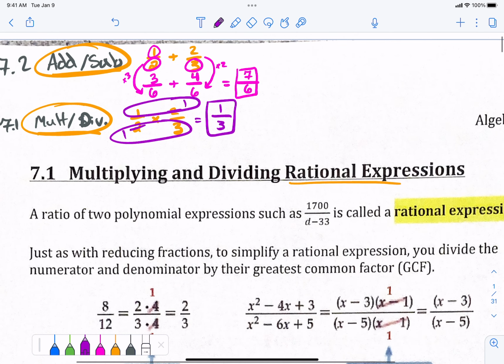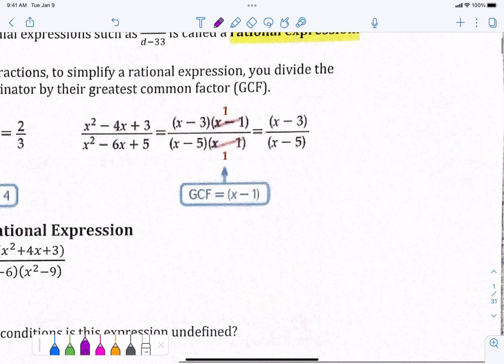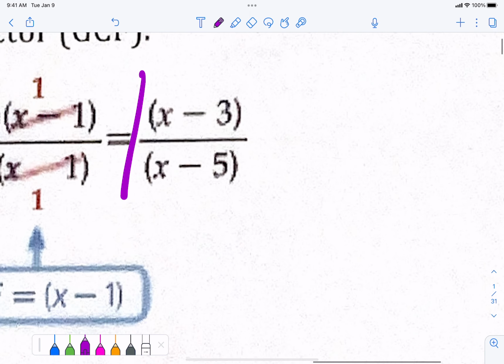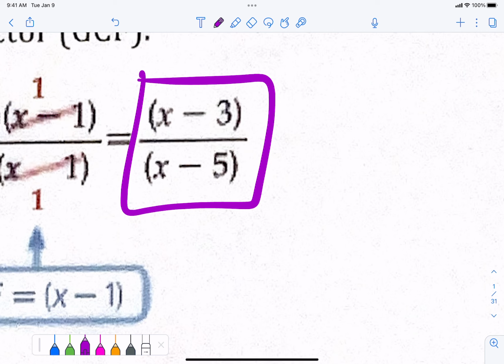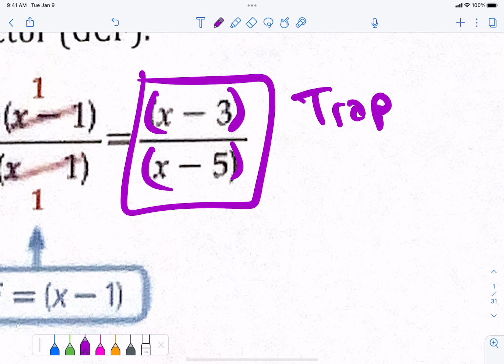We are doing this not just to normal fractions like you did in fourth grade, but we're doing this to these things, okay? X minus 3 and X minus 5. Now, things to remember is that X minus 3 is a group. Like, that is one chunk together. Same thing with X minus 5. That is a chunk that is trapped together. We call these trapped. I don't know, I call them trapped, okay?